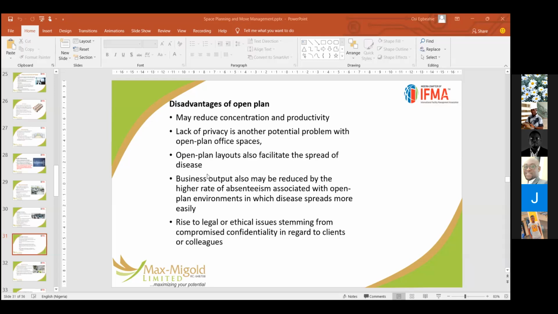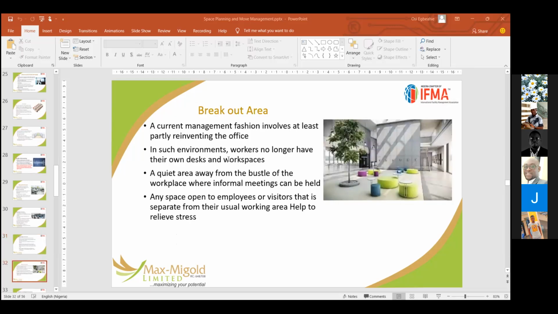Business output may also be reduced by a high rate of absenteeism because of sickness, due to the spread of sicknesses. It also gives rise to legal or ethical issues stemming from compromising confidential information, where some clients, especially in legal offices, have documents that need to be kept confidential. When you use open offices in such cases, it gives rise to such issues. So those are some of the disadvantages of open space.